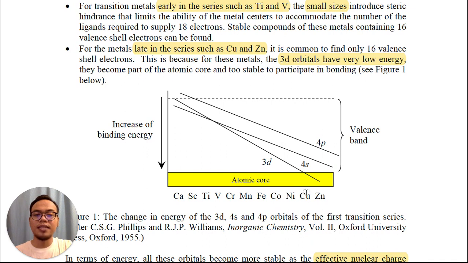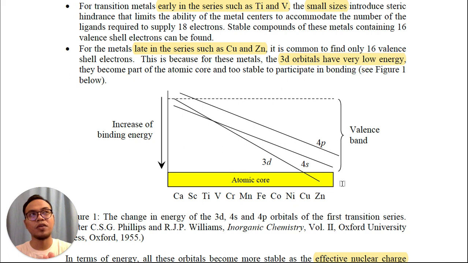So copper and zinc are metals from the late series. Okay, so you can see that as you go further from cadmium to zinc, the energy of your 3D is going to be lower and lower and lower to the extent it is now in the atomic core. Now, what is atomic core? Atomic core is the shell containing electrons except your valence electron.